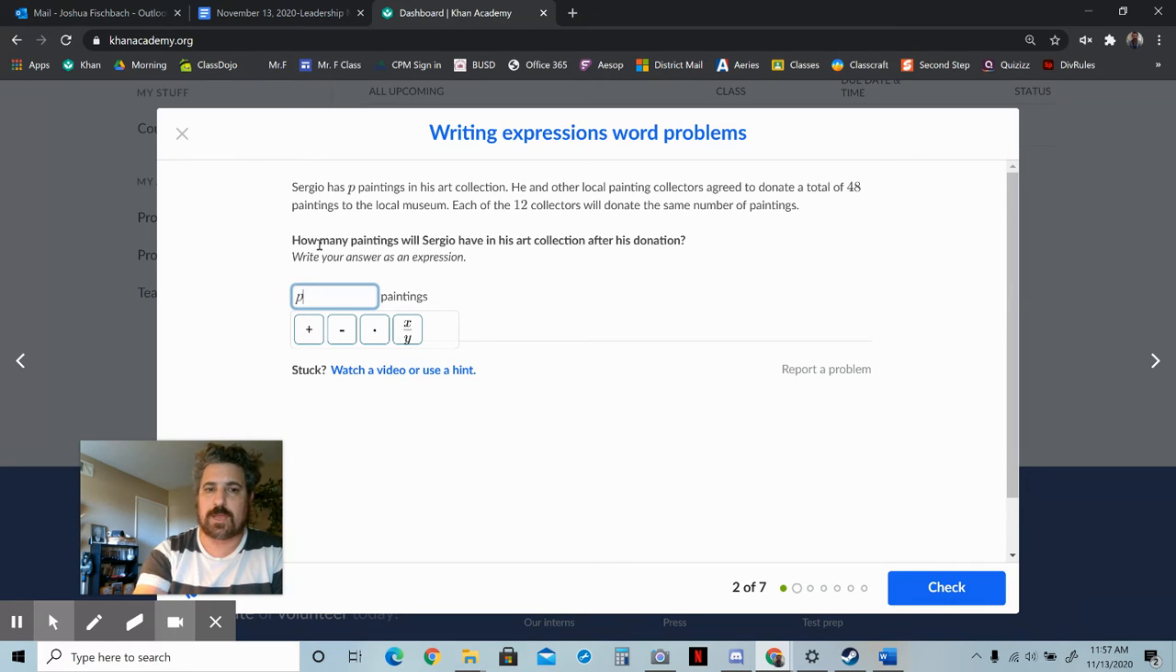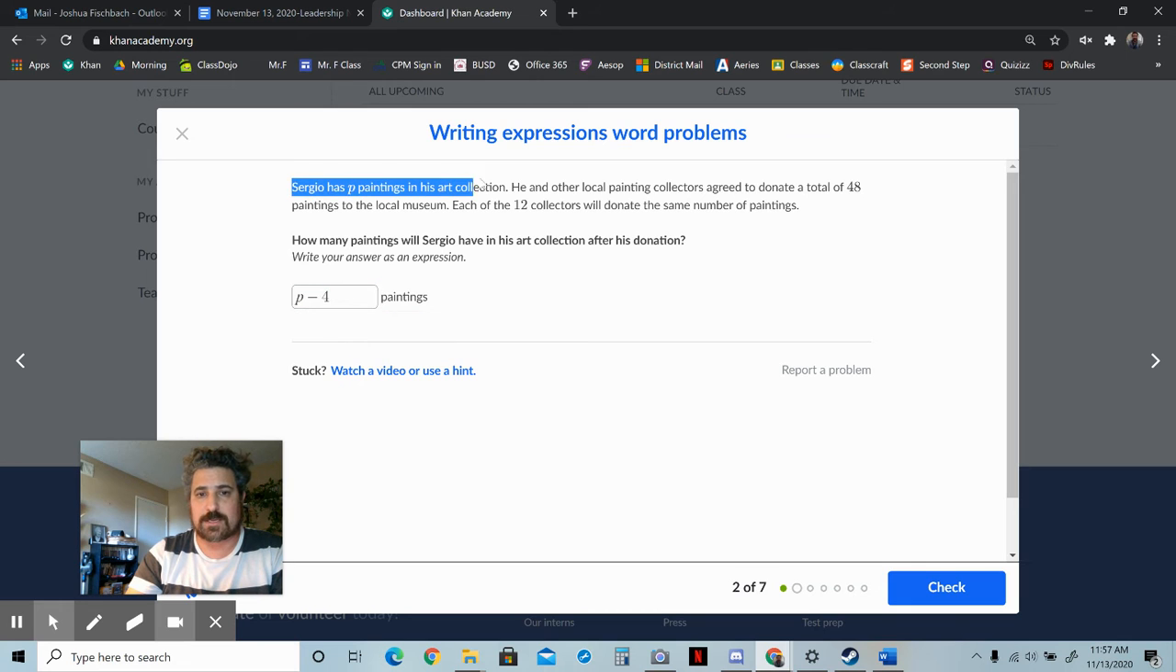How many paintings will Sergio have in his art collection after his donation? Well, he starts with P, and he's going to remove 4 that he's going to personally donate, right? The 48 paintings that are getting donated divided by the 12 people making donations. So it's going to be P minus 4 because he's going to have 4 of his paintings go away from his collection, and his paintings initially were P, right? So this is his number of paintings, take away the 4 that he's donating because he's one of the people donating 4 paintings.